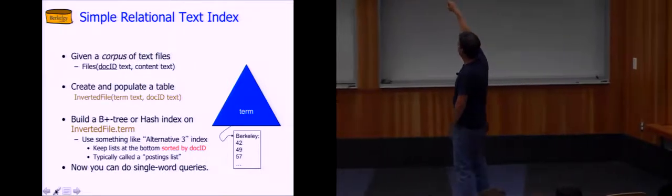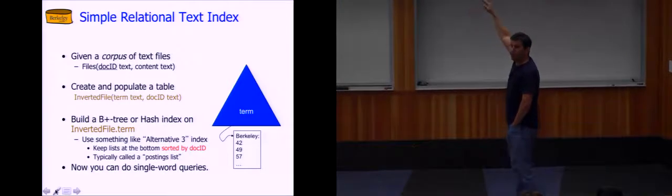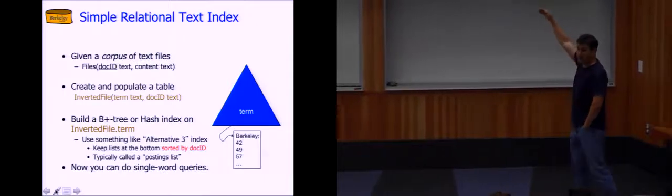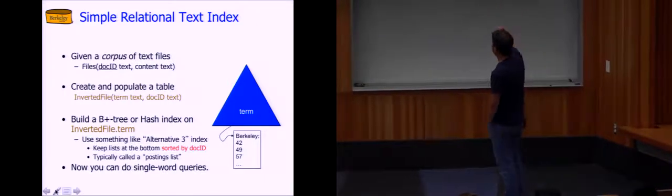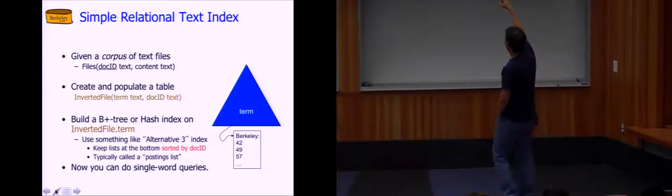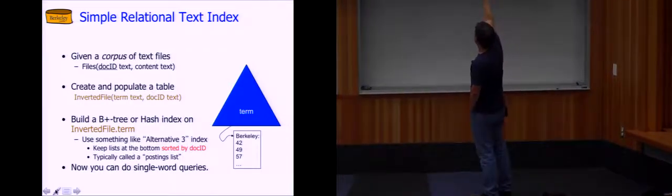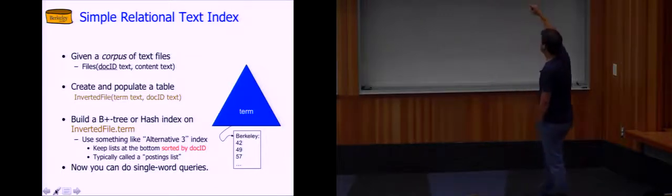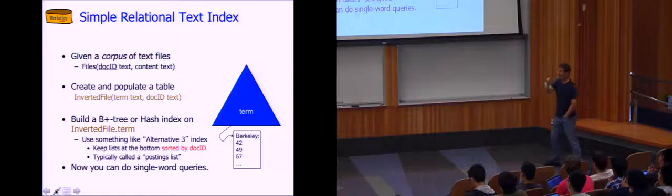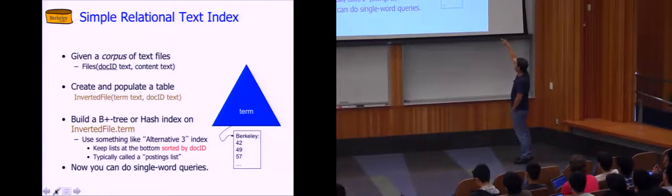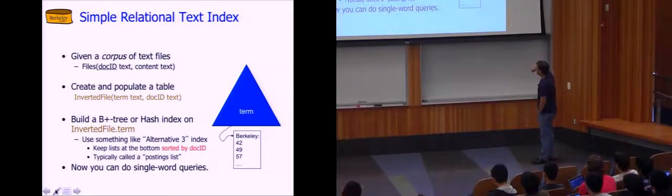But you do have to shred the document into terms and stem and stop them before you can populate this inverted file table. And then we'll build a B plus tree or a hash index or something like that on inverted file .term and do something like alternative 3 at the leaves. So if you look up Berkeley in this index, you get a list of all the doc IDs in sorted order, and this is going to be really important. Sorted order of doc IDs, all the docs that contain Berkeley.